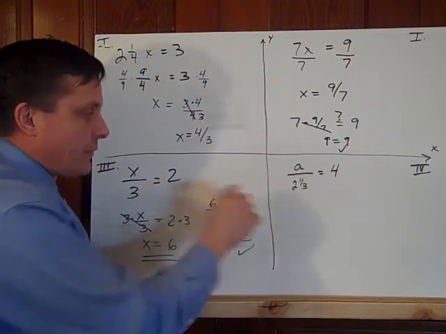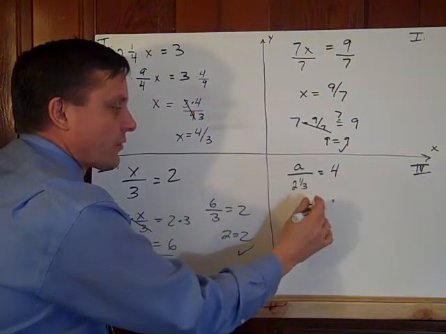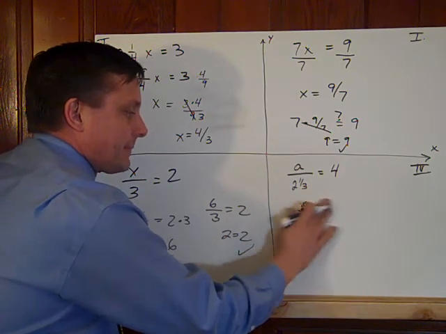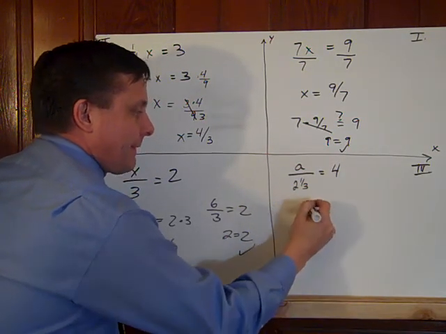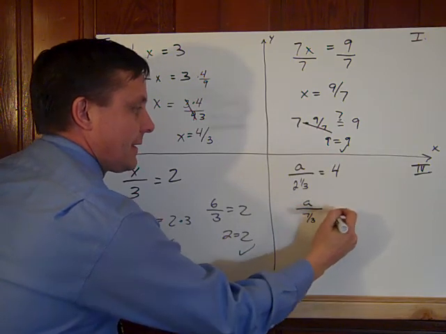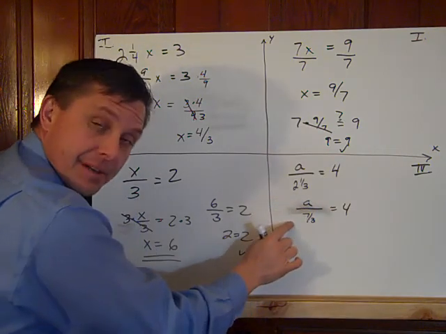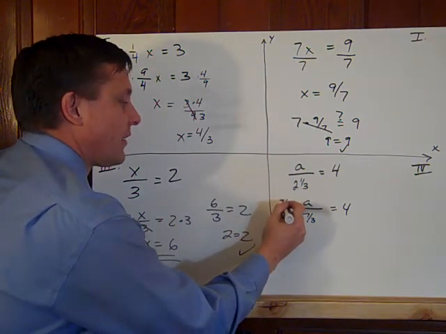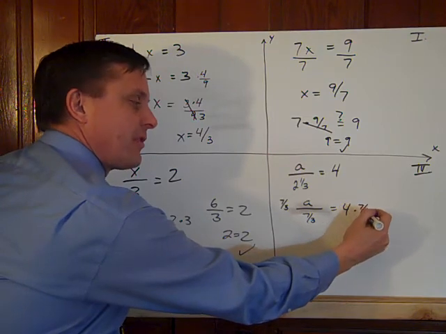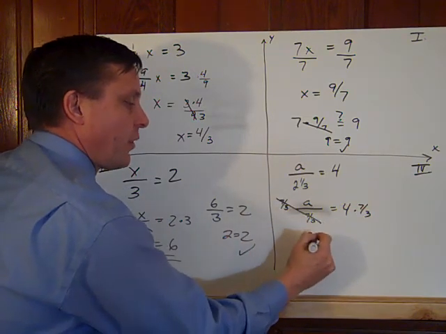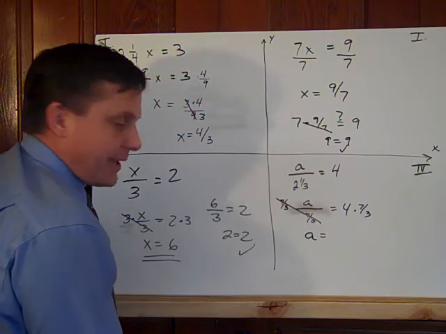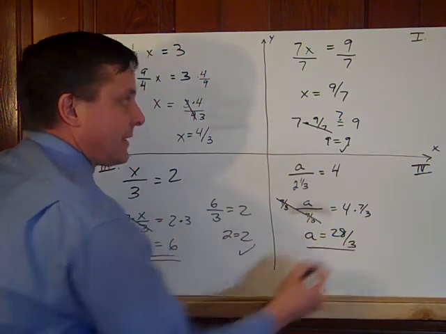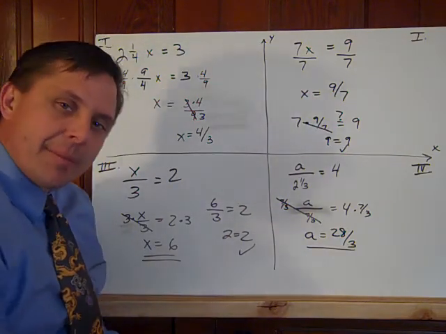Now this is where students get confused. I hate mixed numbers, so I do this first. I go a equals a divided by 7/3 equals 4. A divided by 7/4. The inverse operation of division is multiplication. So I multiply by 7/3. I don't need the reciprocal here because I wasn't dividing, I was multiplying. And I get 28/3.